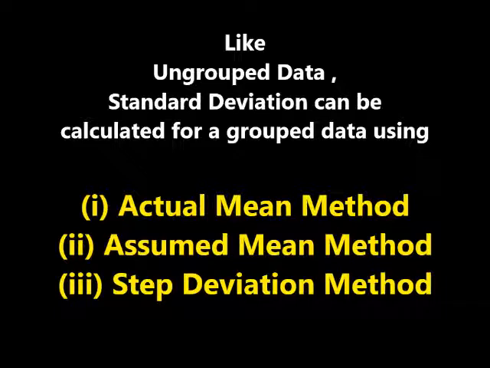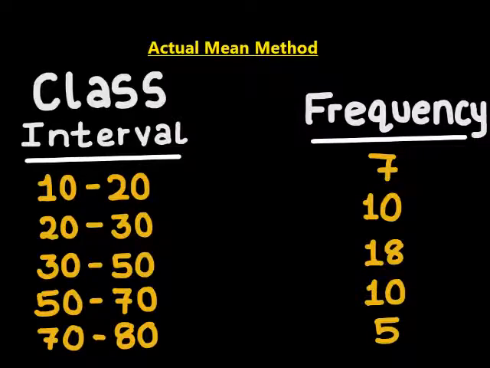Like ungrouped data, standard deviation can be calculated for grouped data by the following methods. Number one, the actual mean method for calculation of standard deviation. Number two, the assumed mean method of standard deviation calculation. And the third is the step deviation method of standard deviation calculation. Let us first see the usage of the actual mean method.